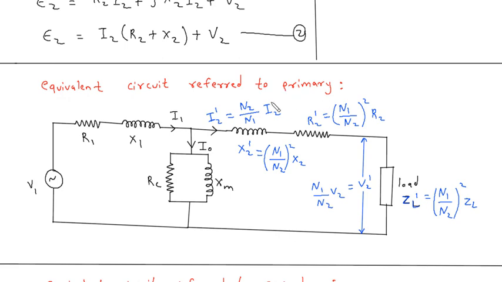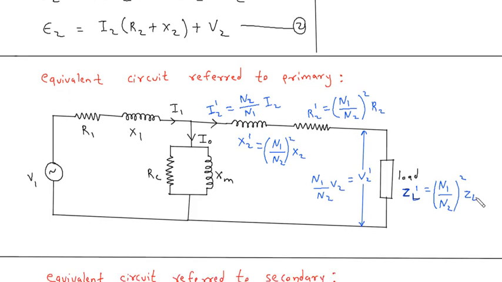Equivalent circuit referred to primary. Let us say this is V1, this is R1, this is X1, this is RC, this is XM, this is I1 and this is I0. Now we want to find I2 dash. So I2 dash = N2/N1 into I2. X2 dash = (N1/N2)^2 X2. R2 dash = (N1/N2)^2 into R2. V2 dash = V2 into N1/N2. Load ZL dash = (N1/N2)^2 into ZL.